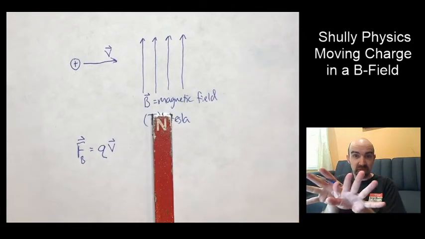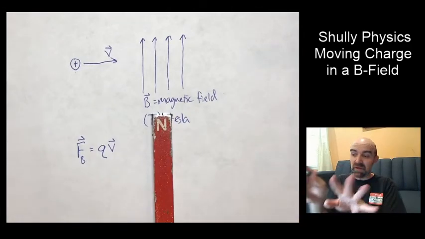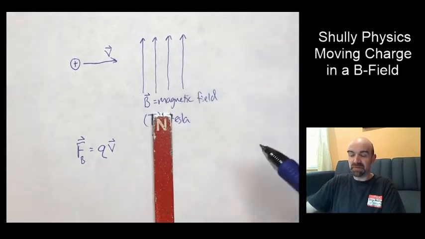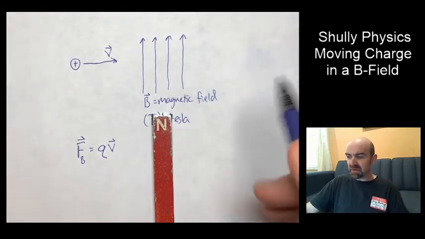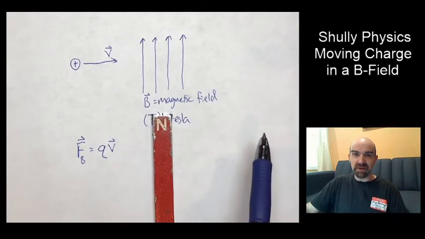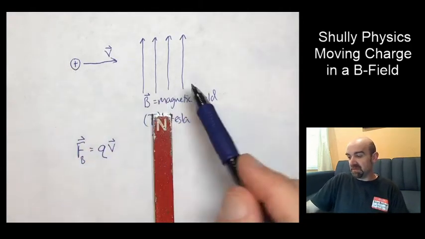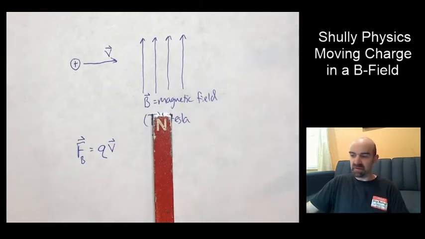Those lines would spread apart, so the field would be weaker further away from the magnet and stronger closer to it. So those varying directions of the field lines and the intensity of the magnetic field would have an effect on how strong this magnetic force on the moving charge is.